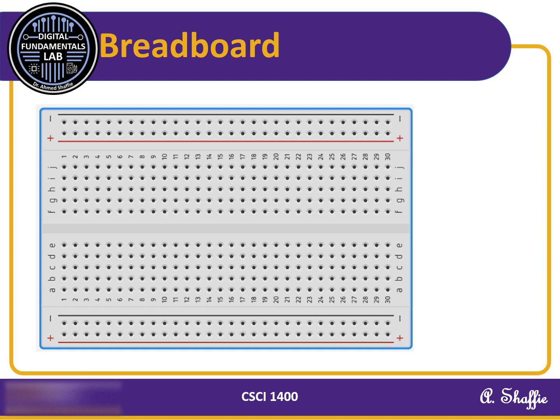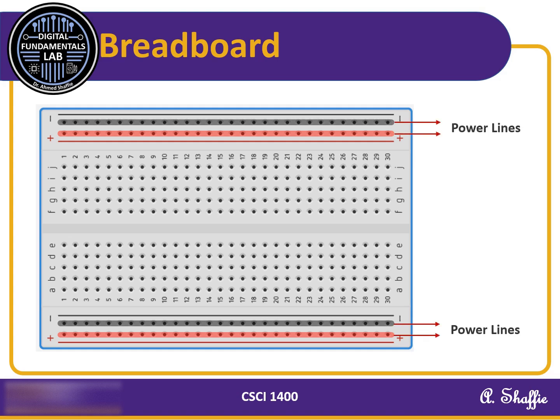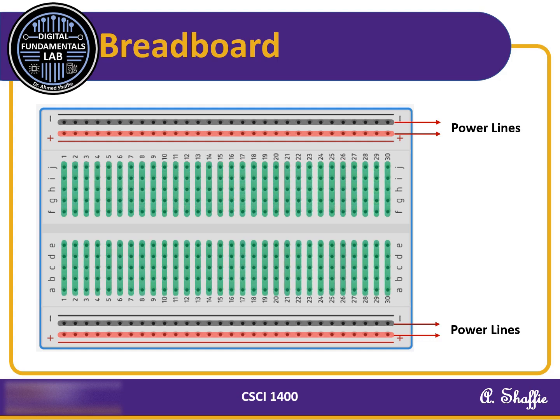Breadboards have lines running all the way down the longest side, which are known as the power lines, because you can plug your power supply into them to provide power to the other components that we have in this breadboard. On the inside, running perpendicular to these lines are the component lines, and these are where you place your components.